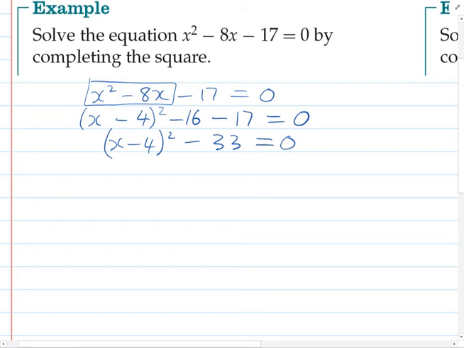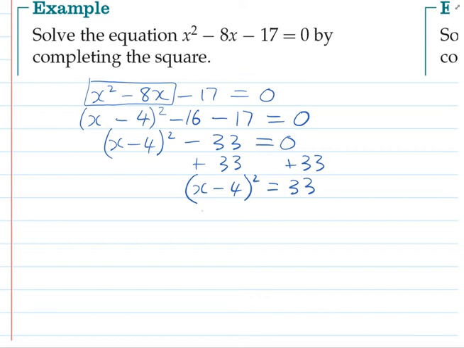Now we're going to solve it a little bit like a linear equation. We'll add 33 to both sides, and that gives us x minus 4 squared equals 33. Then what we do is the opposite of squaring, which is taking the square root. We take the square root of both sides, which just leaves us with x minus 4, and it's going to be equal to plus or minus the square root of 33.